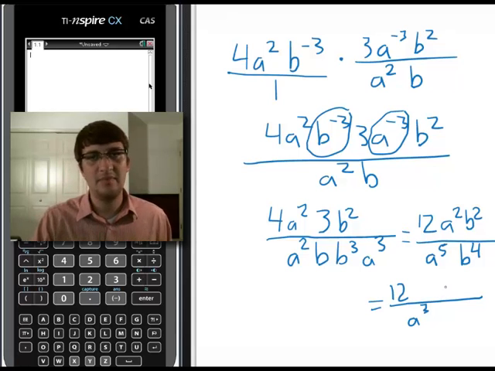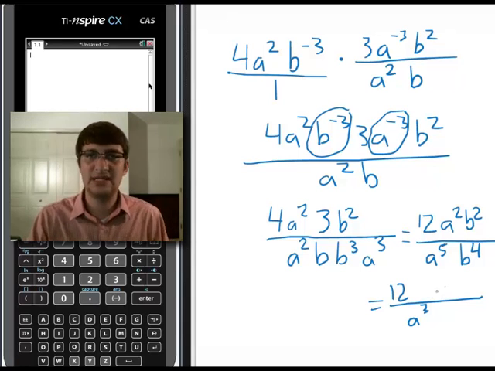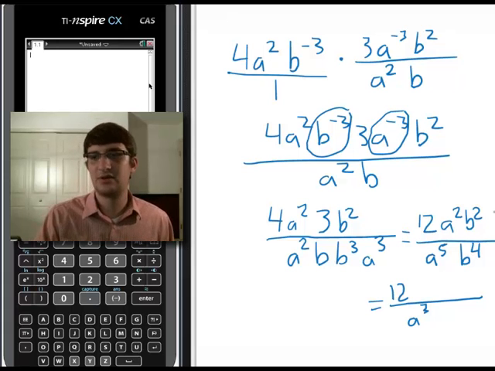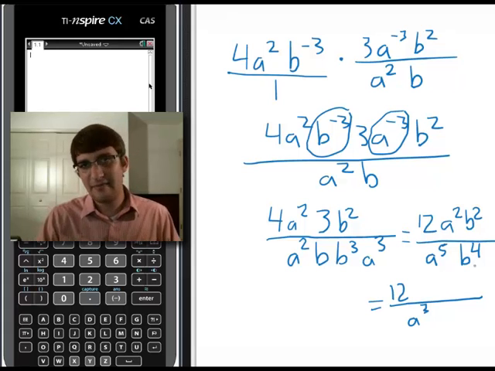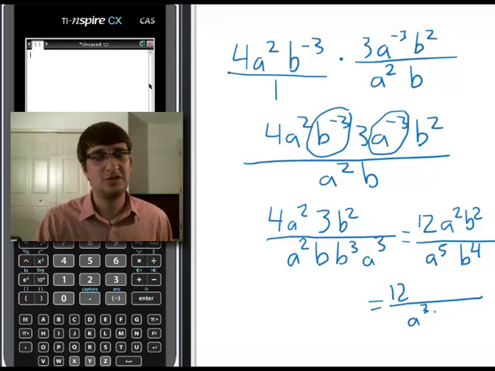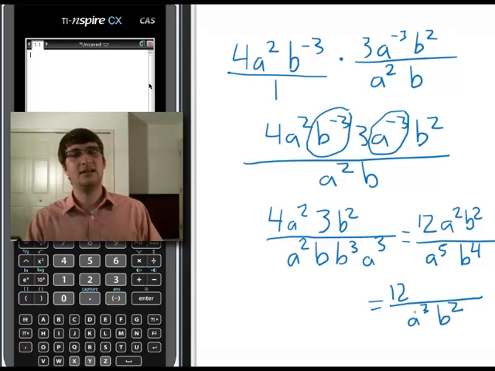Same with the b's. There's more b's on the bottom than there's b's on the top. So the answer, the final answer, will have the b's on the bottom, not on the top. So there's 2 b's on top, 4 b's on the bottom. We can cancel away 2 of those b's, which means we have 2 left over on the bottom. So we got b squared left here. Okay. So the final answer is 12 over a cubed times b squared.